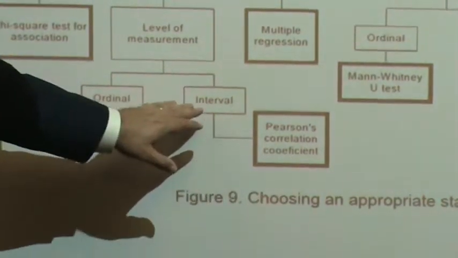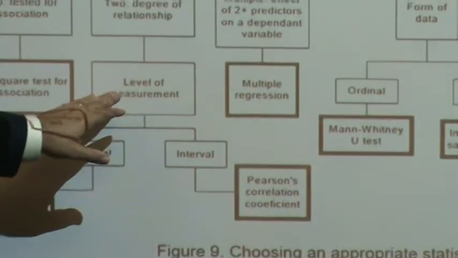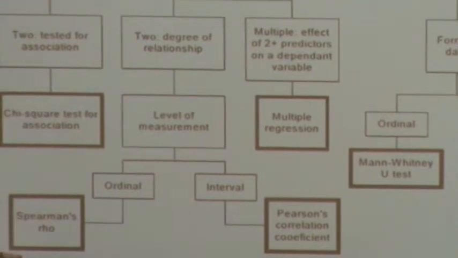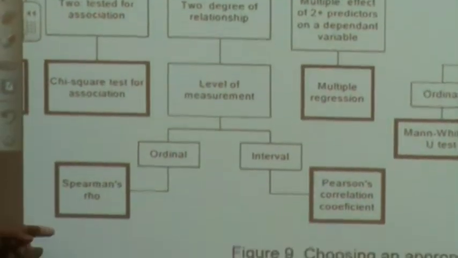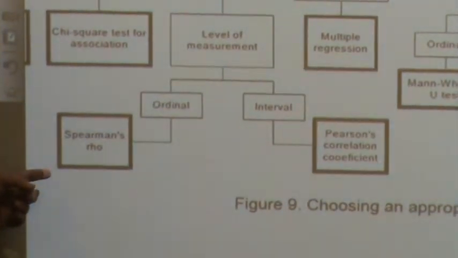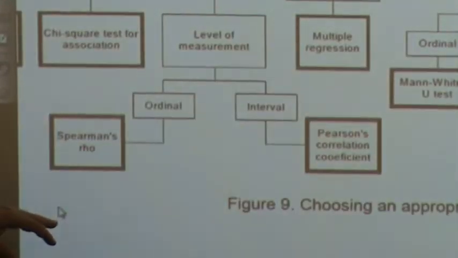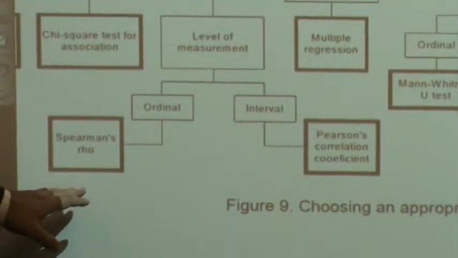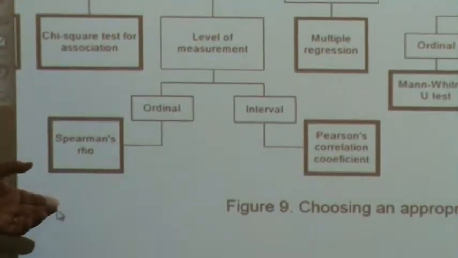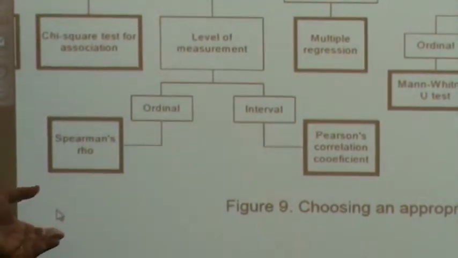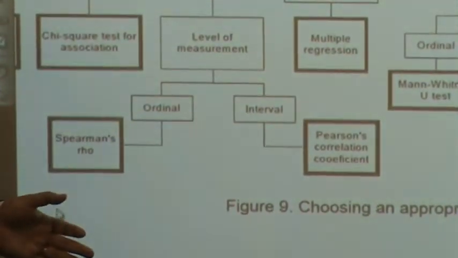But if you go back up a level and go over here, if your level of measurement is ordinal, for example, the rank that you got on the comp score correlated with the rank that you got in your statistics class, that would be Spearman's rho. It's simply a different statistical procedure that would give you information about the relationship between ordinal data.